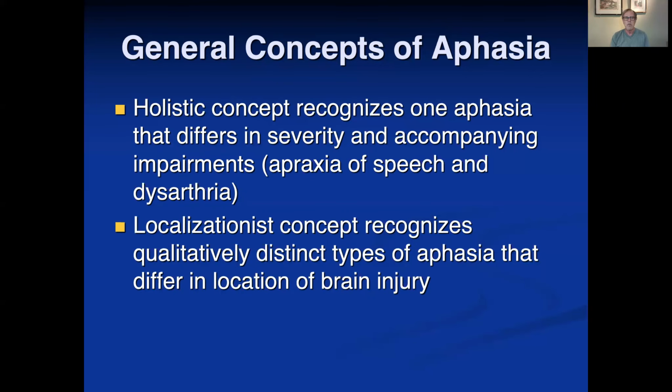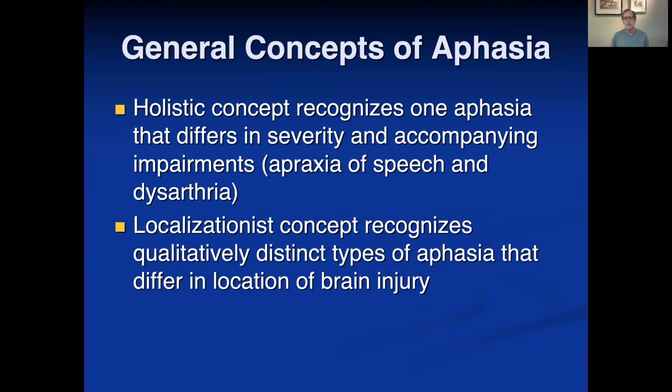So the way individuals may be differentiated and even appear to be in different categories would be on the basis of severity of the single aphasia and the accompanying disorders. On the other hand, the localizationist approach recognizes qualitatively different types of aphasia that differ in location of a brain injury. And you remember Broca and Wernicke. Those were the neurologists that first identified those particular two types of aphasia, and they appeared to be qualitatively different.